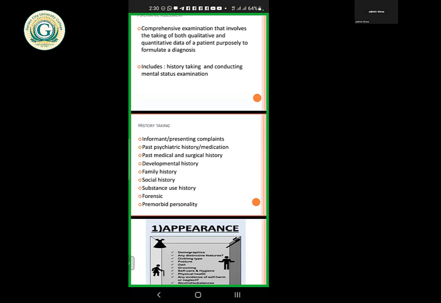So basically, when we talk about psychiatric assessment, we are taking a comprehensive examination of the patient, and that involves both qualitative and quantitative data. The qualitative tells us about the interview session that is ongoing, that is, we are taking a history of the patient, and at the same time we make a mental status examination. Whereas the quantitative data has to do with numbers and scores, which is the time that we are administering standardized psychological instruments, what you call questionnaires. That is what you administer to the patient or the family for them to answer.